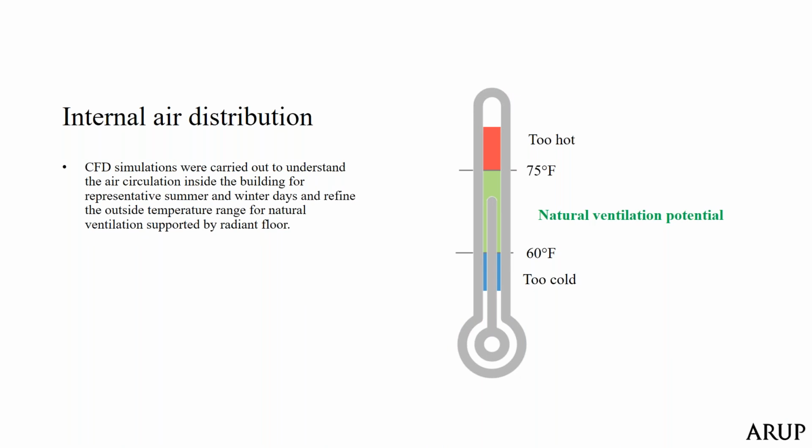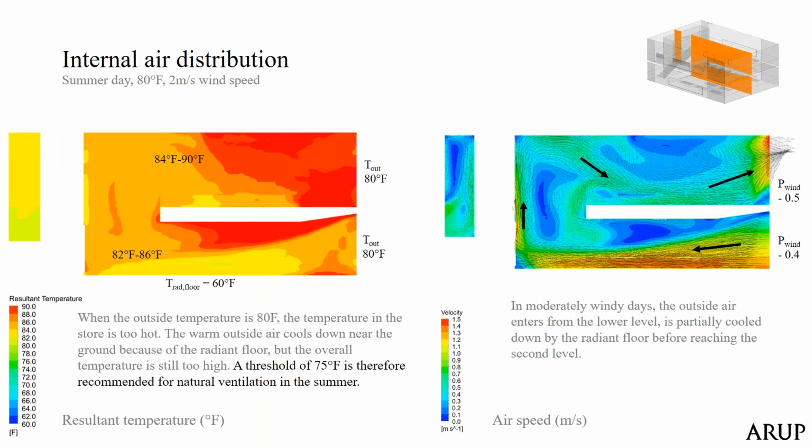Then the next step, once we understood the wind pattern and the air quality situation, was to define some band of temperature where we think natural ventilation was actually feasible. The store was a 2-story building connected internally, and the idea was to have a radiant floor at the ground level for cooling. We took the 2 extremes for us: a summer day with 80 degrees and not much wind, and a similar situation like a winter day with 60 or 65 degrees and also very little wind.